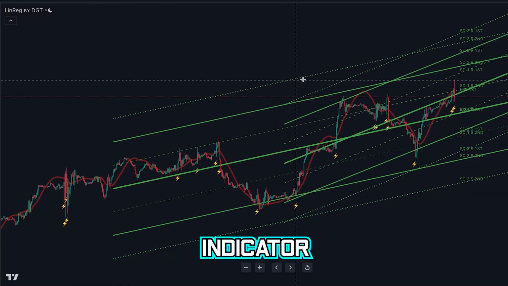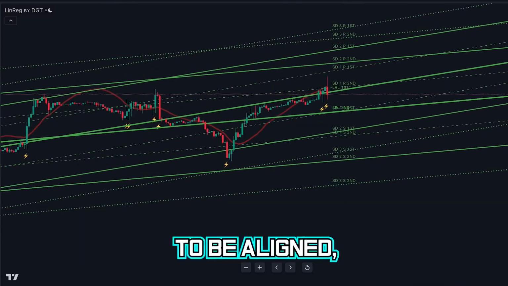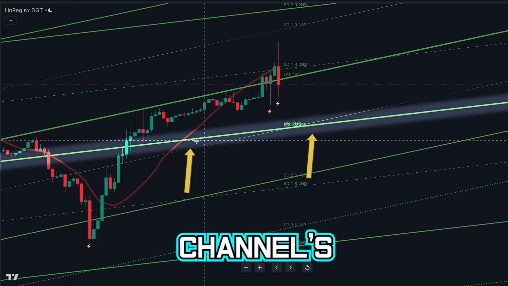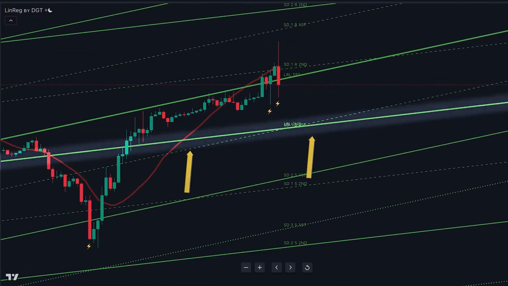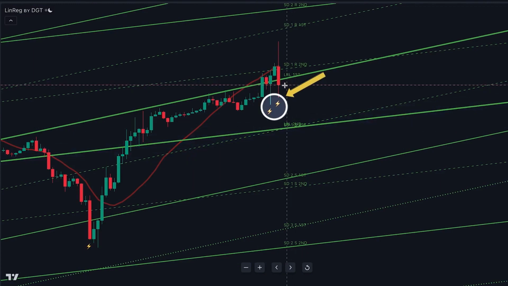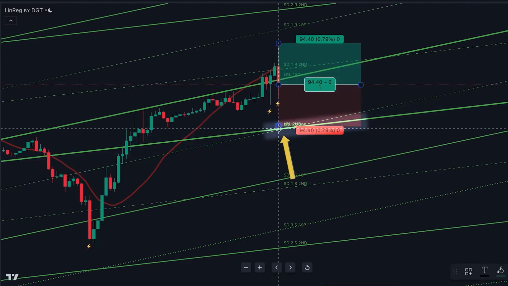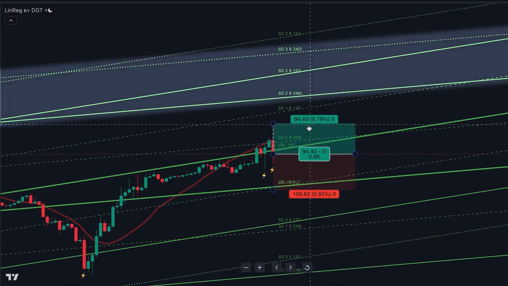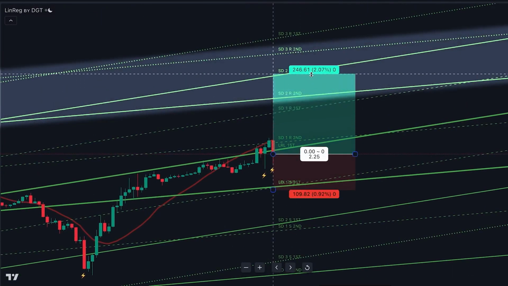Another way of using this indicator would have you wait for both channels to be aligned, which most of the times will mean that price is maintaining above the daily channel's equilibrium. Wait for a lightning icon to be plotted on a candle below the equilibrium of the internal channel and execute, keeping stops 1 standard deviation away and targeting the upper deviations of the daily channel.